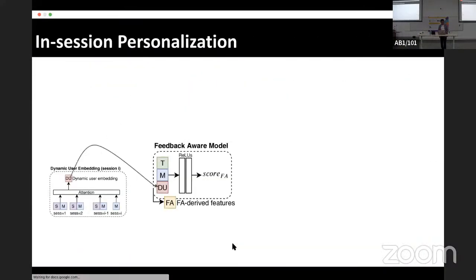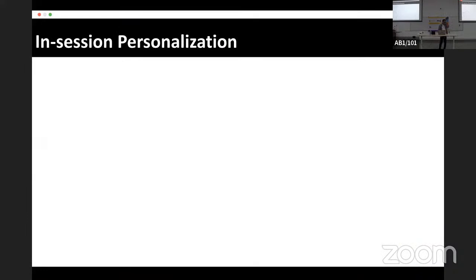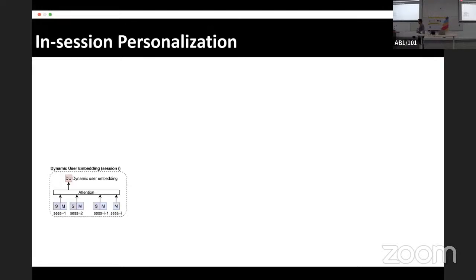What next? Quickly looking at a deep learning model for in-session personalization. I've talked about that a few times now, right? It just makes sense for me to at least talk about one of those models. So again, I have a very simple use case. I have a user session, right? I have a user and then they have been looking at a few sessions.